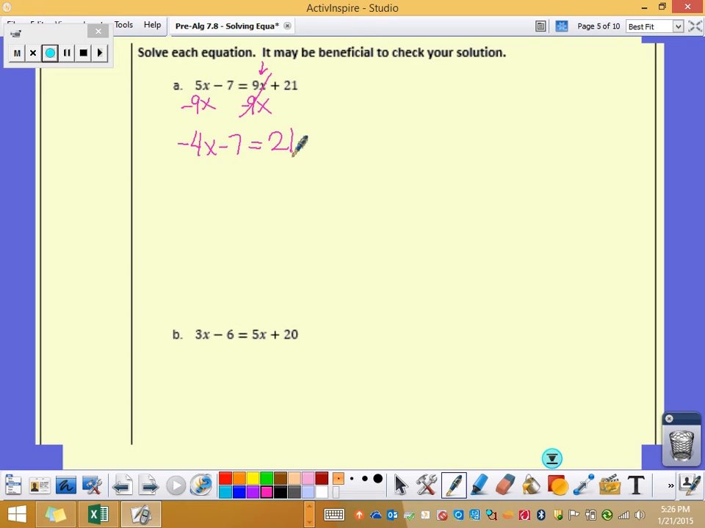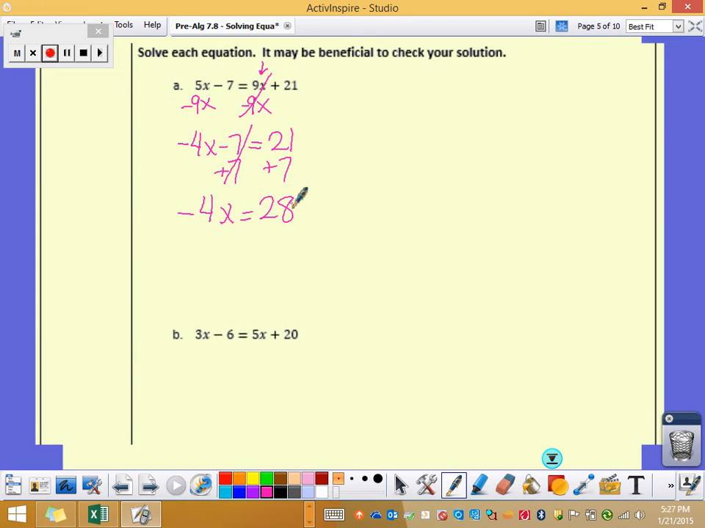I'm going to keep going. I have my x's all on the left. I'm going to get my constant terms all on the right. So it's a minus 7, so I'm going to add 7 to both sides. Those two go away. I'm left with negative 4x equals 28.